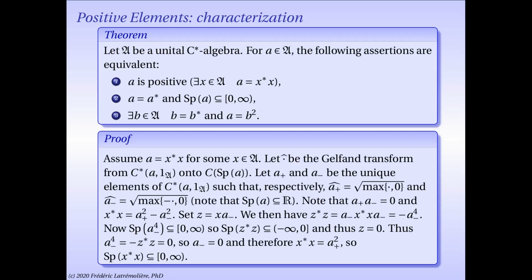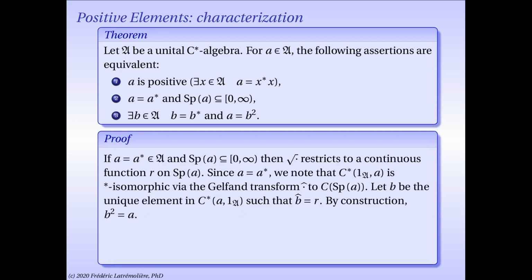Once you know A minus is 0, you know that x star x is the square of A plus. And of course, as a square of a self-adjoint element, you have shown that x star x is indeed a self-adjoint element with positive spectrum. And that is where we have shown our main result. This is what it took to get to the conclusion that positive elements in the sense we started with are positive in the sense of the order on self-adjoint elements.